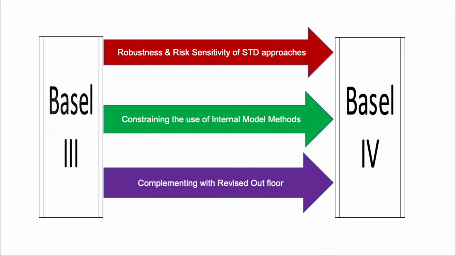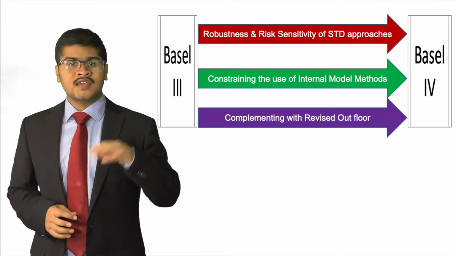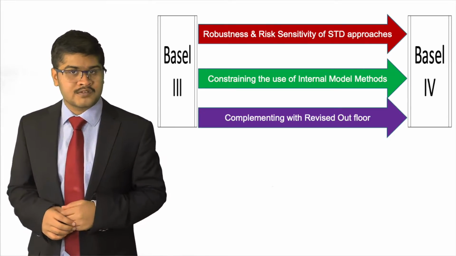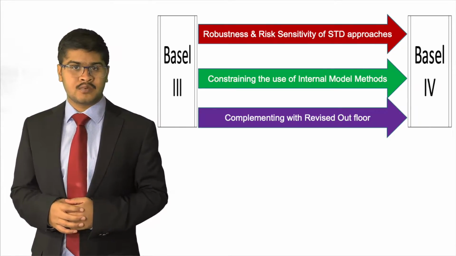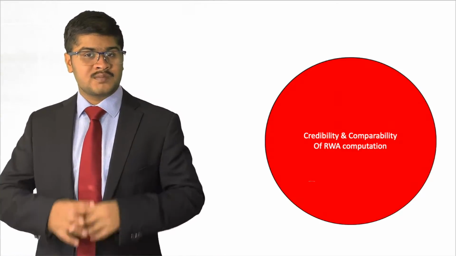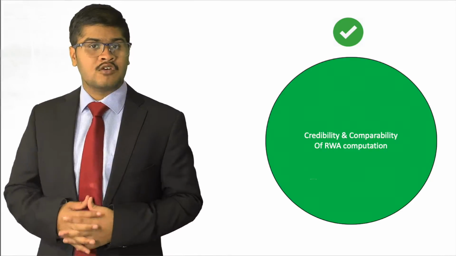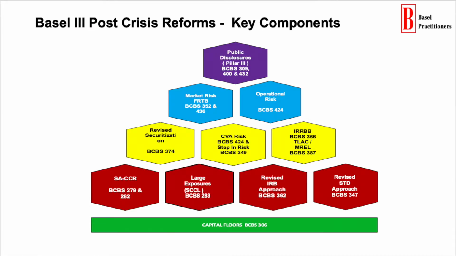Finally, the RWA using the internal models methods is floored by a percentage of RWA as determined through the standardized approach. The capital floor starts with 50% and eventually will become 72.5% based on the new standardized approach. By adopting these key principles, the BCBS aims to achieve the key objective of credibility and compatibility of the RWA computation. Let us now understand the key components of the Basel III post-crisis reforms.